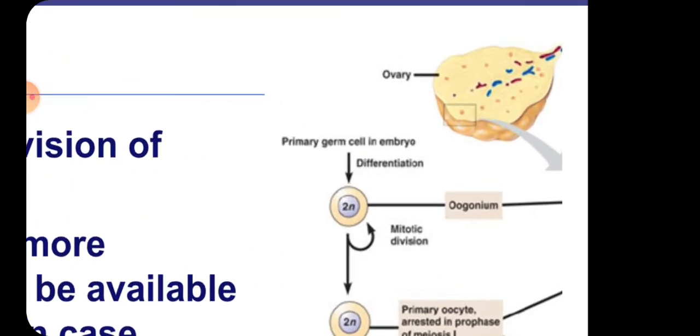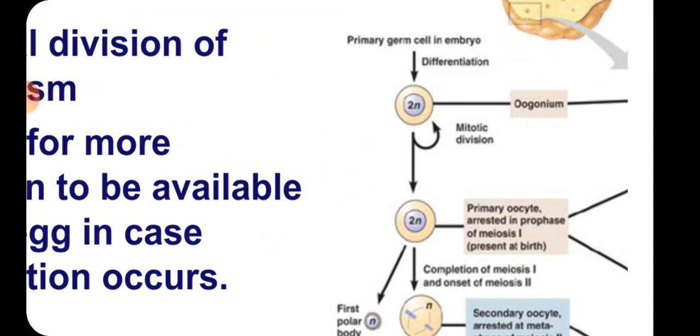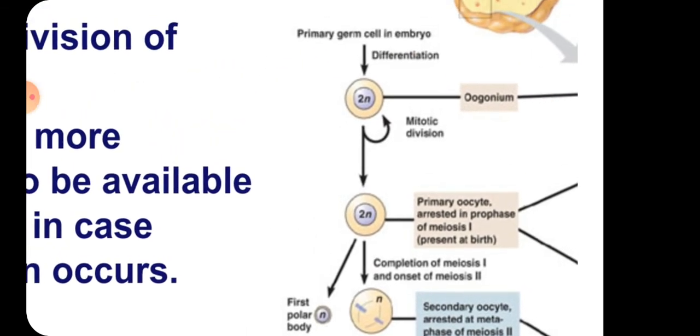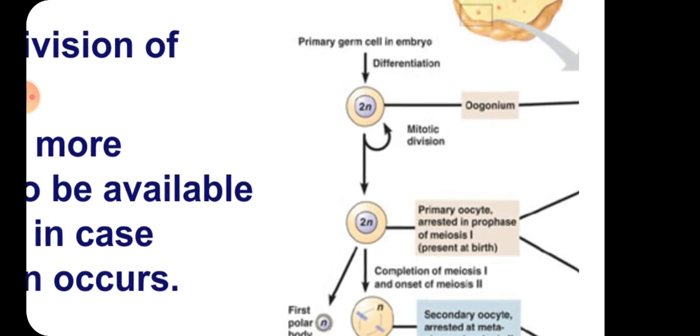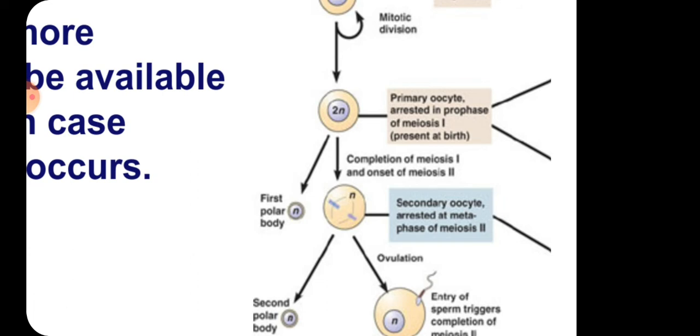As seen in this diagram, you can see the ovary. One part of the ovary has been cut open, and here in the oogonium, the primary germ cell of the embryo differentiates by mitotic division and gives rise to a diploid cell. This diploid cell further keeps on continuously going into mitotic division to produce diploid cells. Now, this stage is known as the primary oocyte.